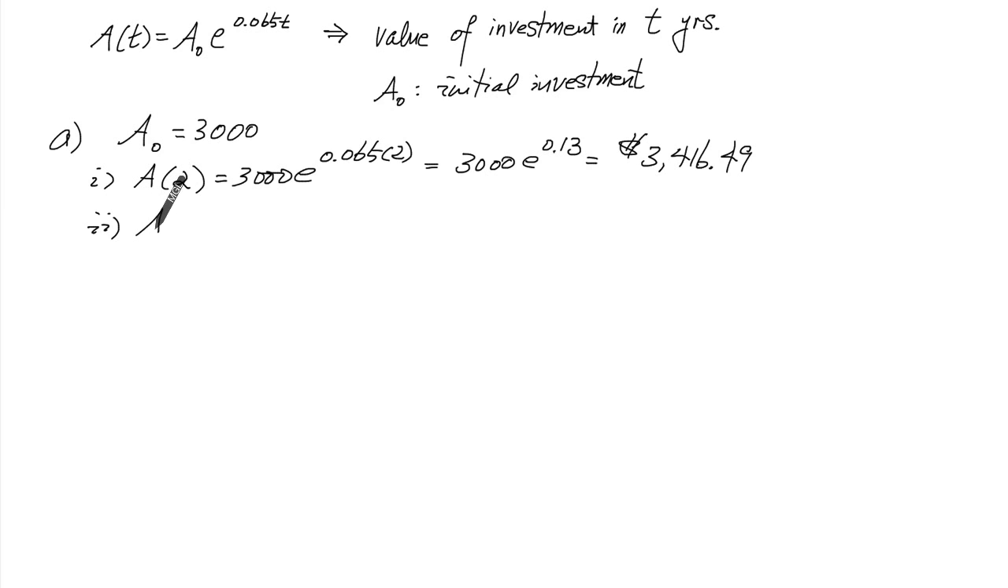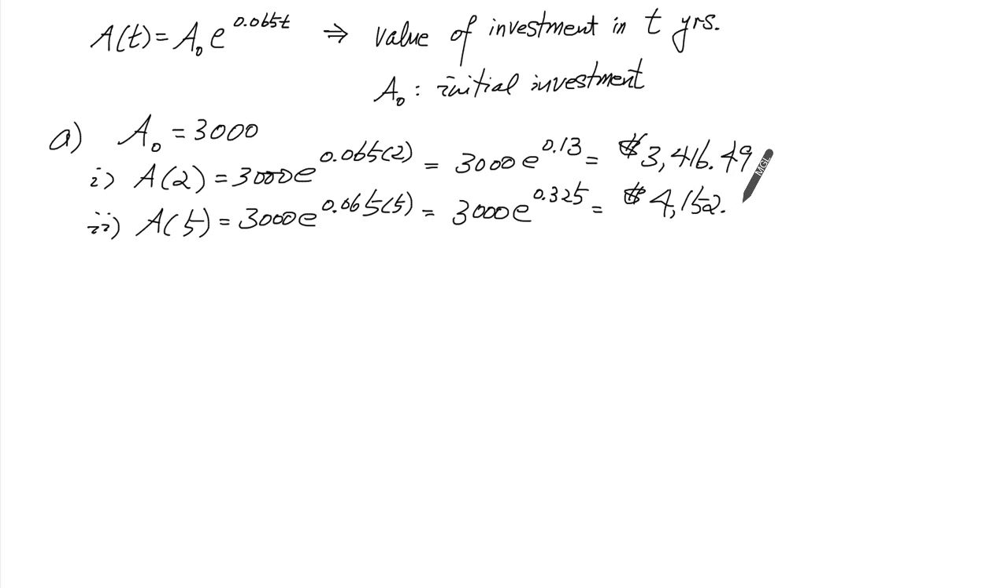We want to find the value of the investment after 5 years in part 2. So that will be 3,000 e raised to the power of 0.065 times 5, which is 3,000 times e to the power of 0.325, and that gives us an investment value of $4,152.09.